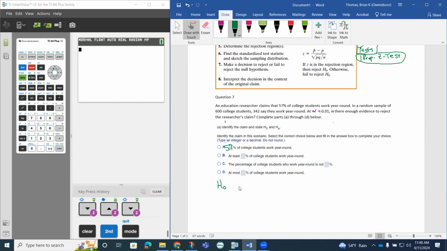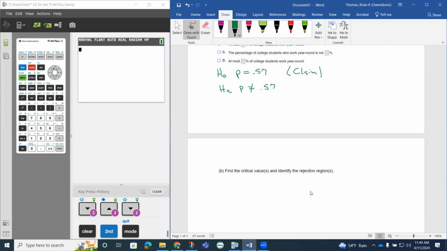So the null hypothesis, since we're talking about a population proportion, would be using P as our parameter. So P would equal 0.57. And then our alternative hypothesis, we'd be saying P does not equal 0.57. And remember, our claim is actually the null hypothesis. So this is where our claim is as we move forward.